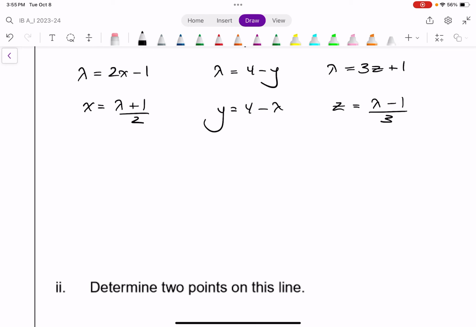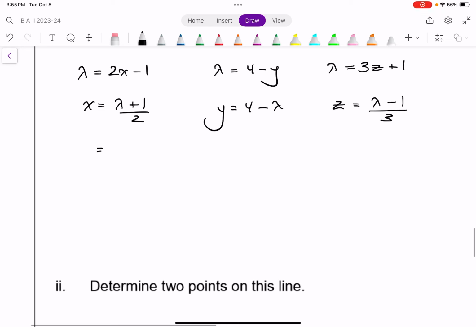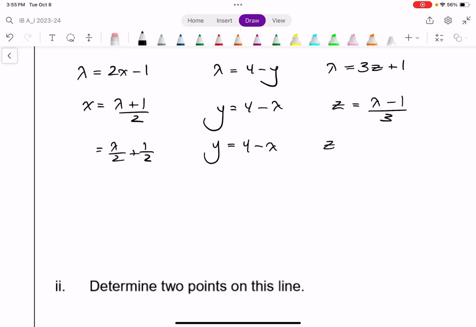For example, instead of x equals lambda plus 1 over 2, I can rewrite this as x equals lambda over 2 plus 1/2. Now I have a constant in there. I don't need to change this one at all, but I'll just rewrite it. And then over here for z, let me write this as lambda over 3 minus 1/3. And so now I can see the position vector is related to the 1/2, the 4, and the -1/3. Those are the values that were constants in here. And the dividing by 2 or multiplying by 1/2, the multiplying by -1, the dividing by 3 or multiplying by a third, that relates to the direction vector.